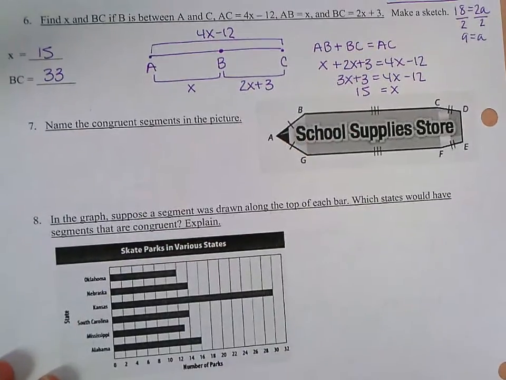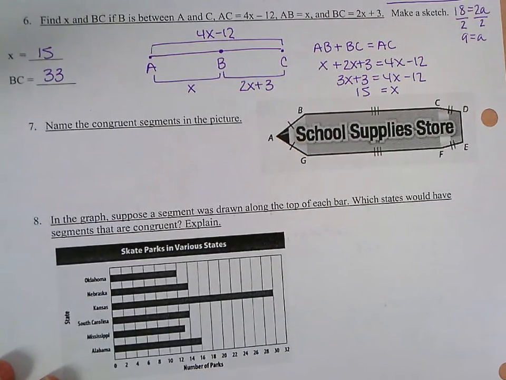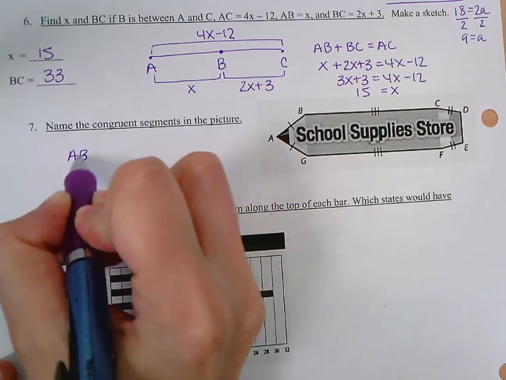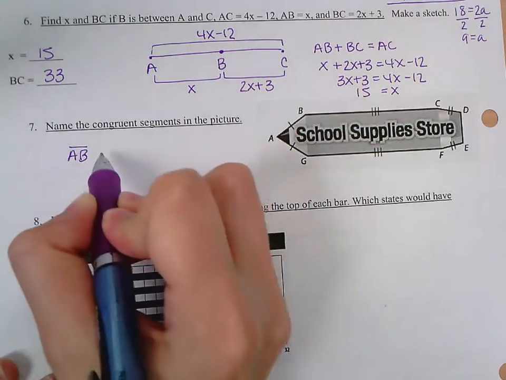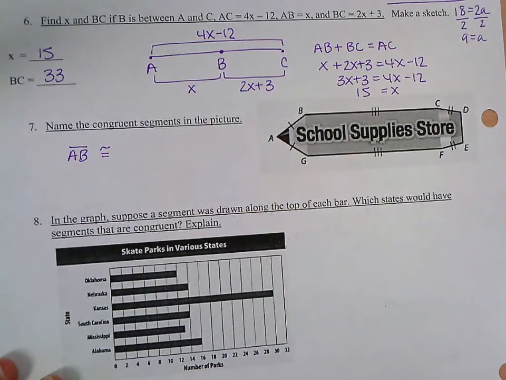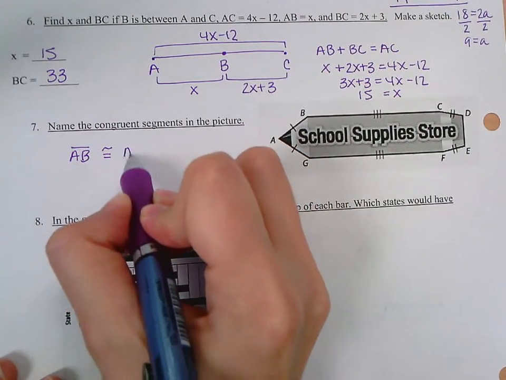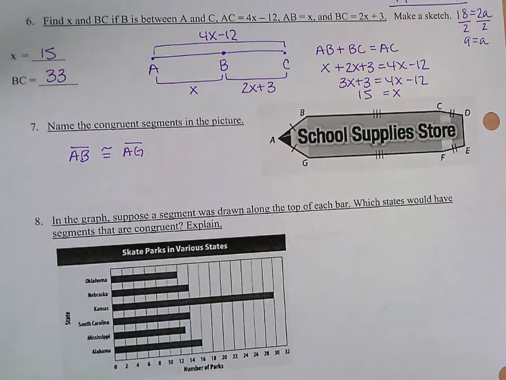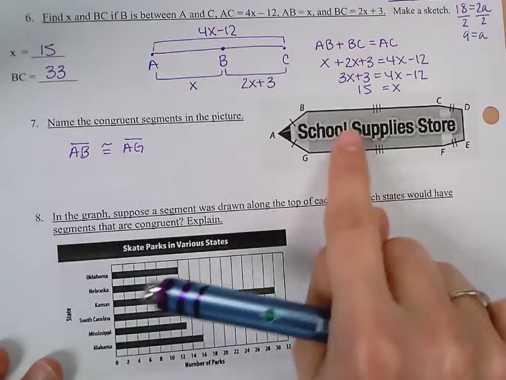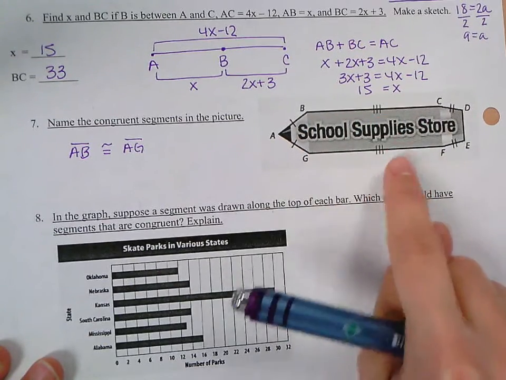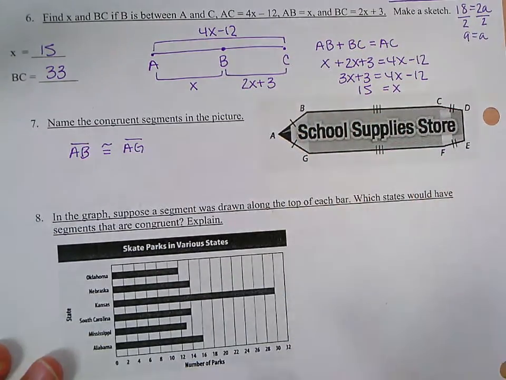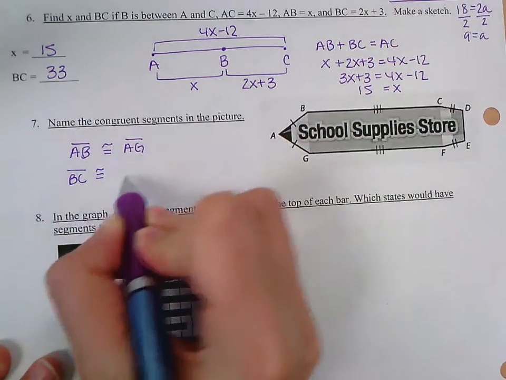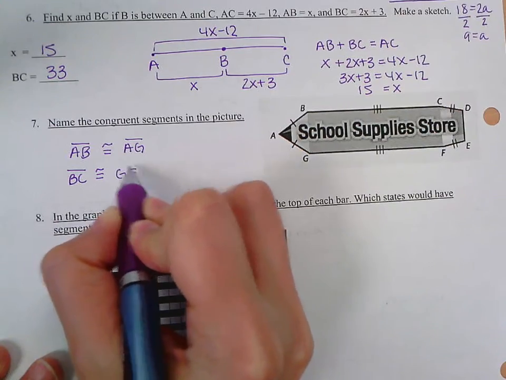And when you write this, you have to write it as the segment is congruent to the segment, so you need the line above. So I would say AB with the line above that segment is congruent, that equal sign with the little tilde, is congruent to AG. Either of those, if you put BA and GA, same thing. These two segments that have the 3 tick marks are also congruent to each other. So BC is congruent to segment GF or FG.